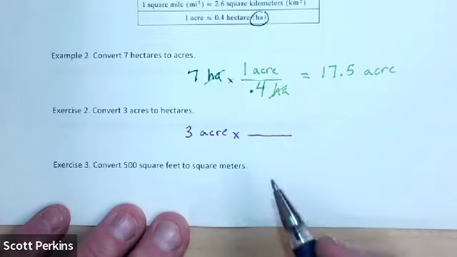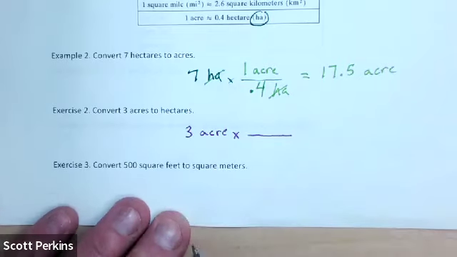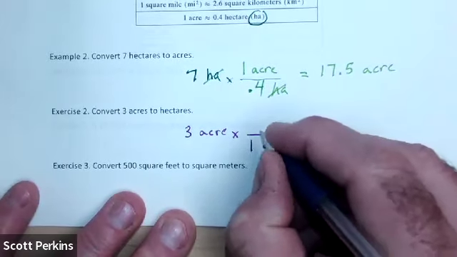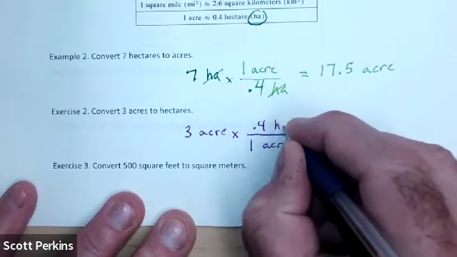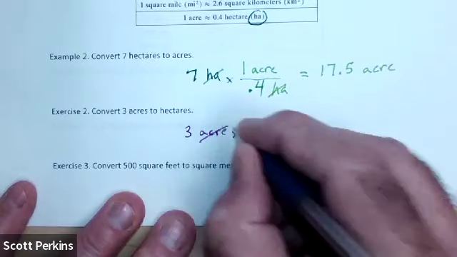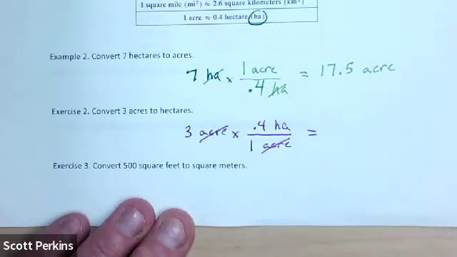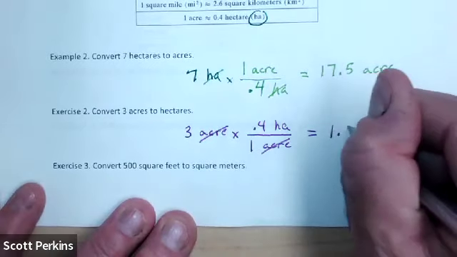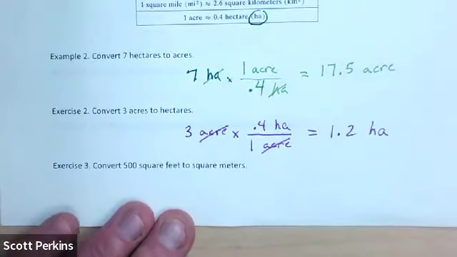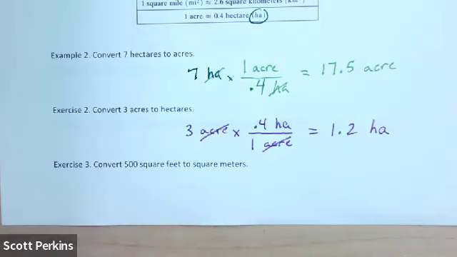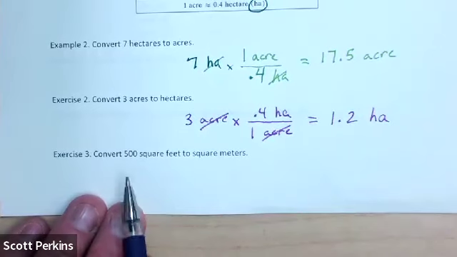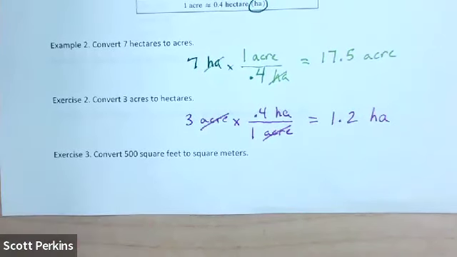Okay, so we start off with 3 acres. Again, the conversion that we just used is that in 1 acre, there is 0.4 hectare. And now I put the acres in the bottom because I started with those and I want those to cancel out. And then 3 times 0.4 is going to be 1.2. One more, and then we'll turn the page and see what surprises await us there. So convert 500 square feet into square meters, please.